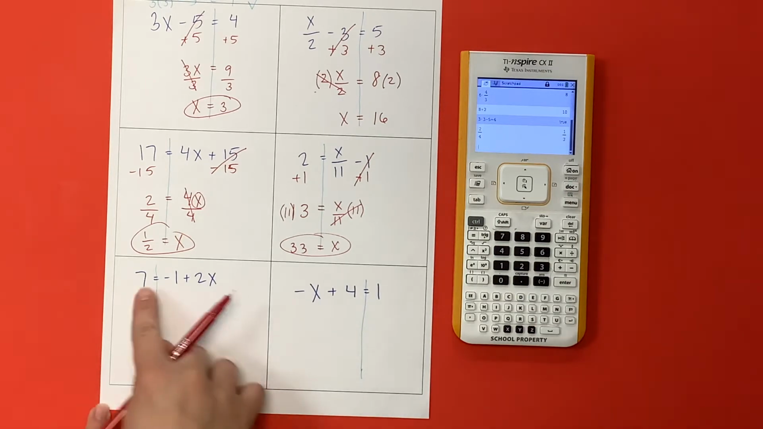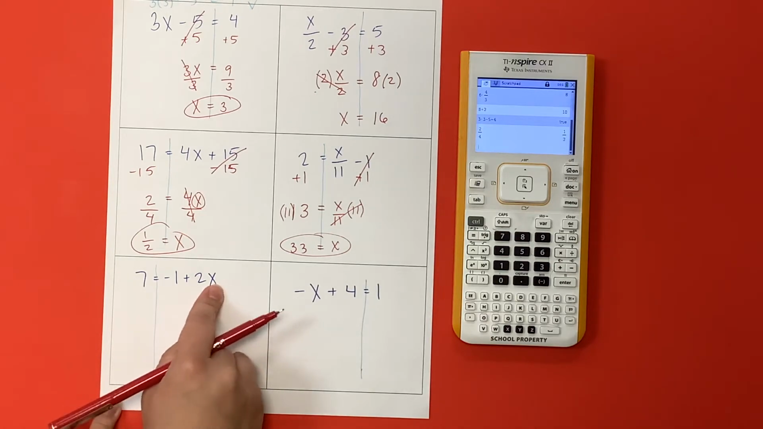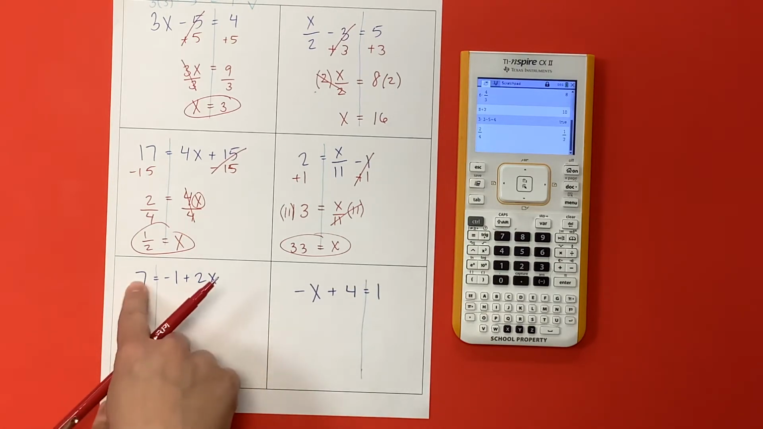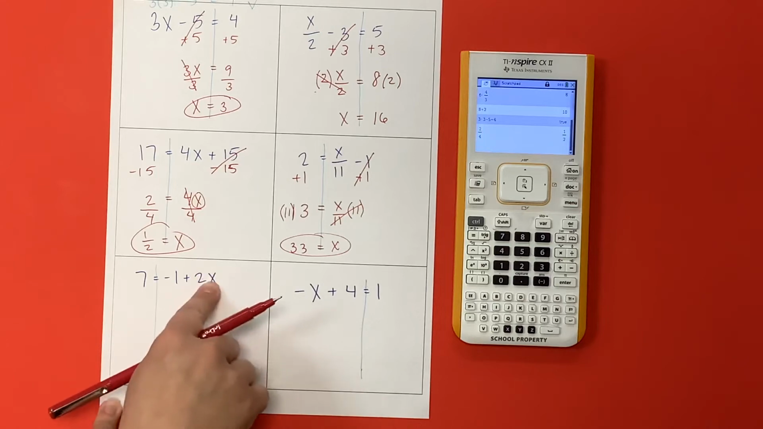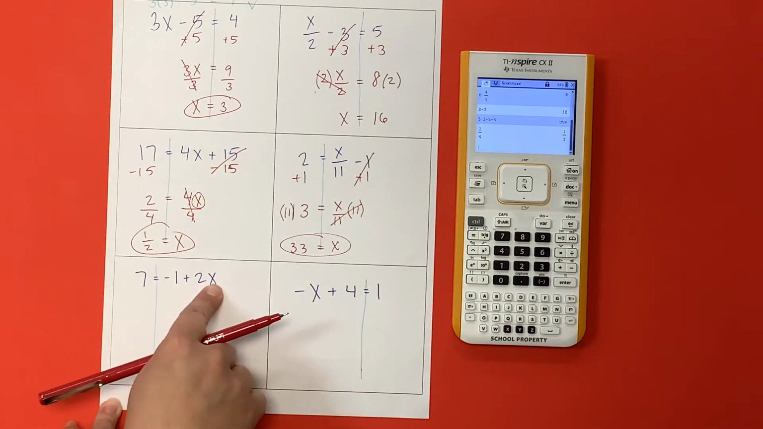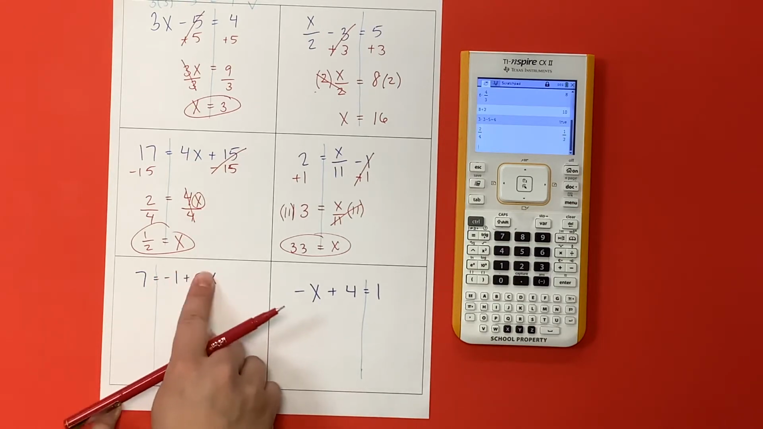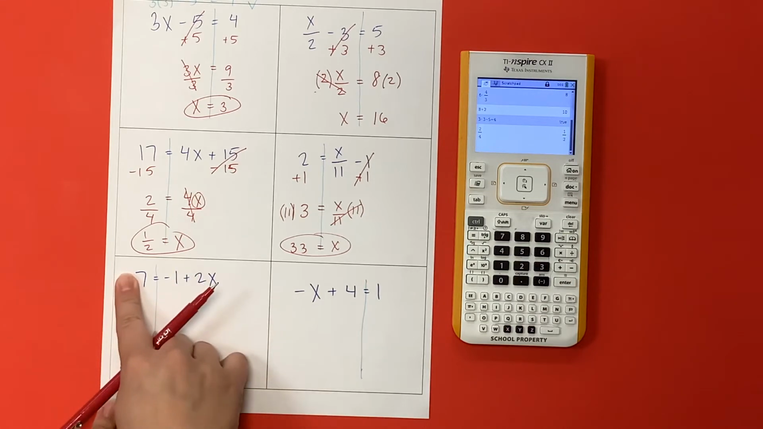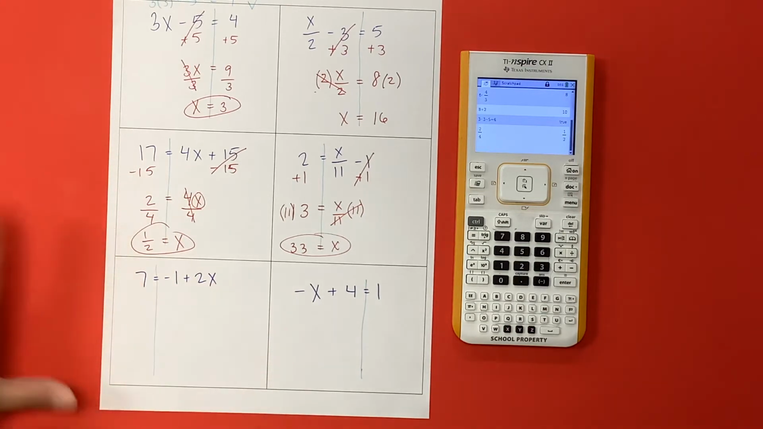So let's look at these two. They're a little bit different. They include some negative numbers. Let's find the variable. Here's the variable. We need to figure out what that number is, and we need to get all these numbers away to this side of the equation. Let's start with the addition and subtraction.